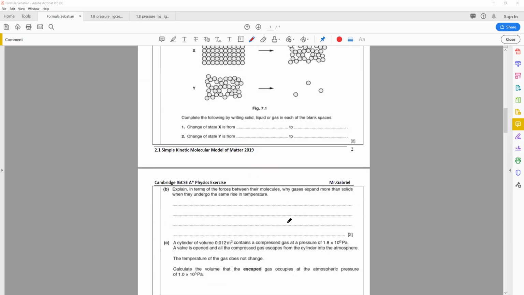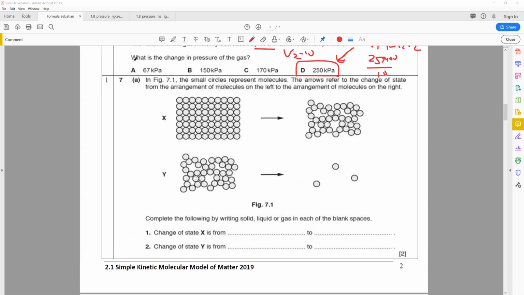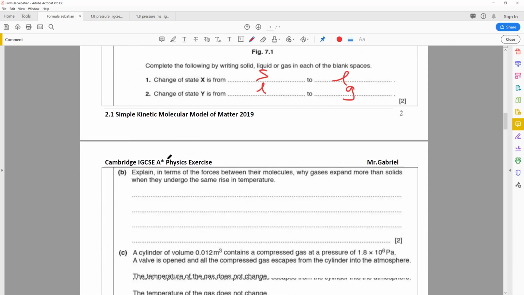Generally it's quite straightforward as well. Let's look at the questions together. In figure 7.1, the small circle represents molecules. The arrows refer to the change of state from the arrangement of molecules on the left to the arrangement of molecules on the right. Obviously, it's solid, it's liquid, and this is gas. Complete the following. Change state X is from solid to liquid, and Y is liquid to gas. Whoever loses this mark, good luck, have fun.